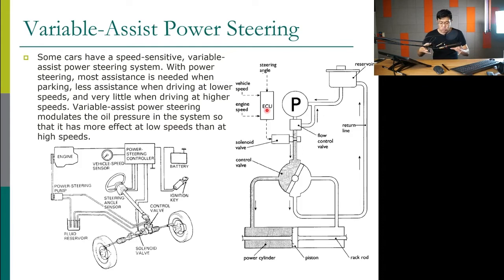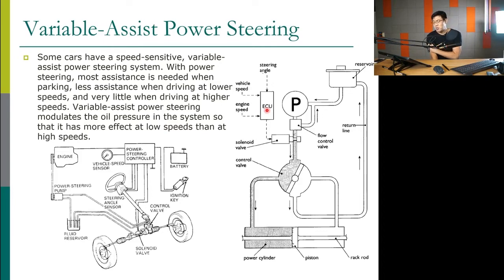So if the wheel is not spinning, let's say if we park the car and we turn the steering wheel, there will be a lot of friction. So we need a lot of assist. However, if we drive at high speed, the wheel is already spinning, so it's not difficult to turn. So there is less resistance. So we need less assist from the power steering.